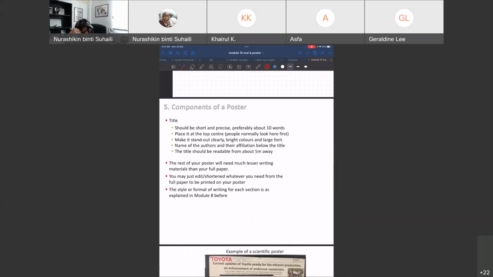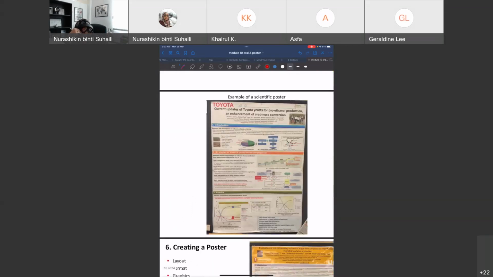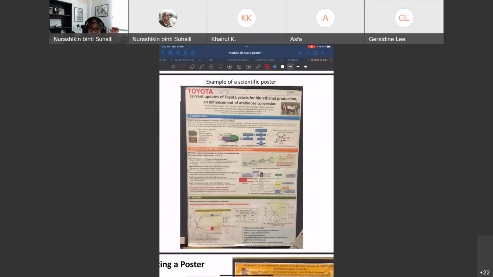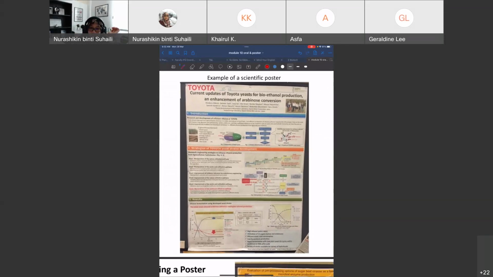Components, I think this one I have covered. Okay, this is an example of a scientific poster that I viewed during a conference that I attended in Baltimore, US. So what interests me is that this is a poster by Toyota.